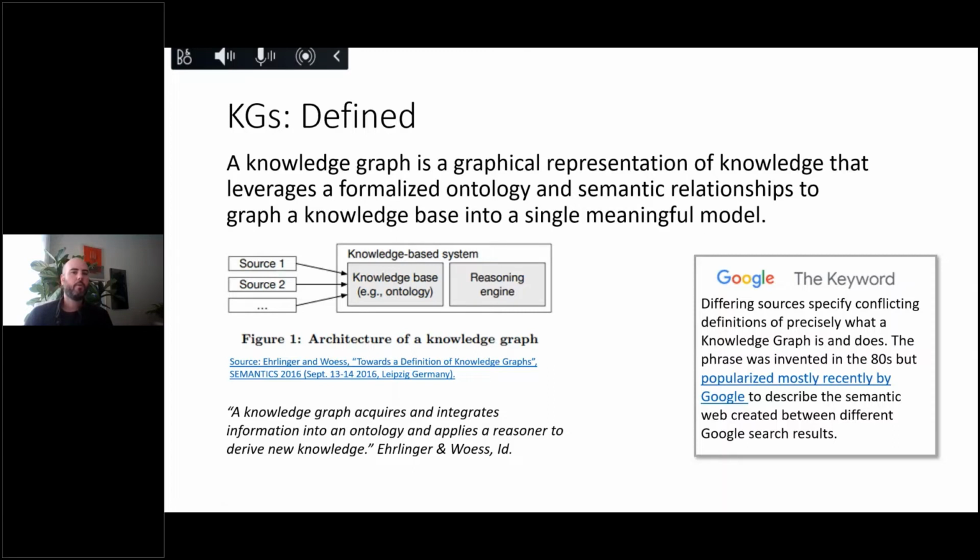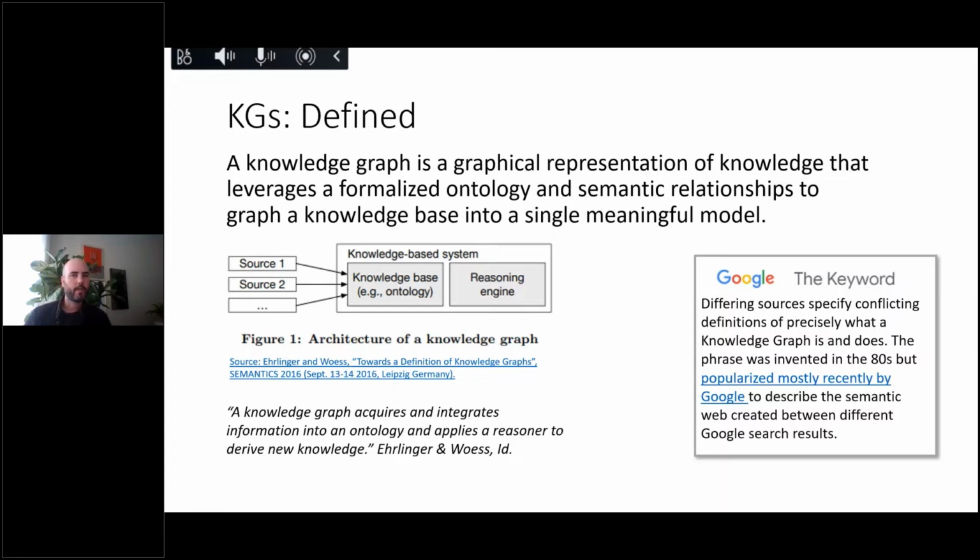So what we're going to be talking about when we talk about knowledge graph is really that graphical representation of knowledge with different formalized relationships, as well as the ontology, which is the standardization of data across the knowledge graph, which allows you to draw meaningful information from it.